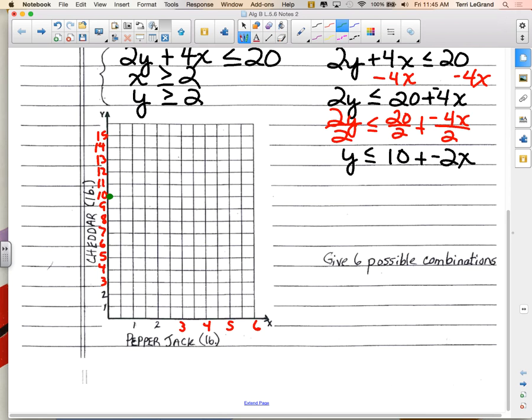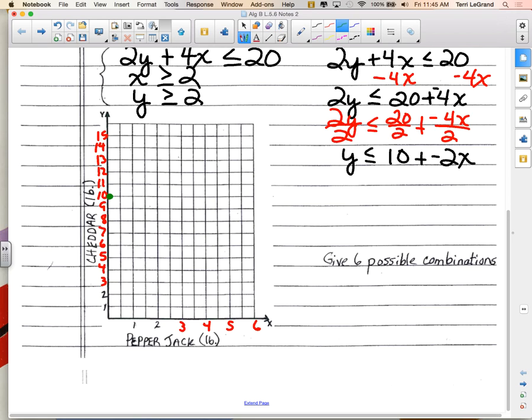Okay, do we all agree that the y-intercept of this one is 10? Did you all get that? And do we all agree that the slope is -2? Okay, -2 means do what on the graph? We're going down 2 and right 1. But remember that means we're going down 2 pounds and over 1 pound.